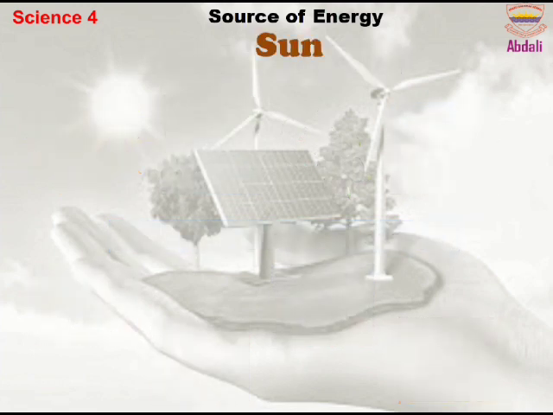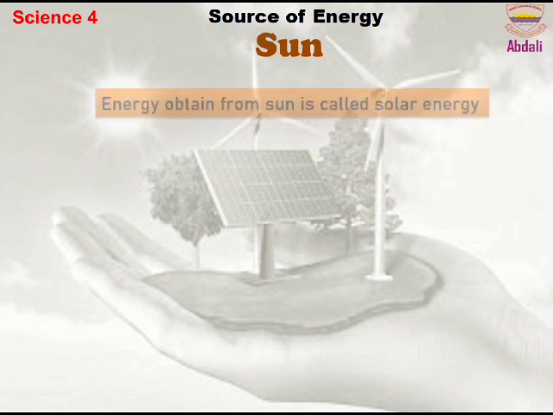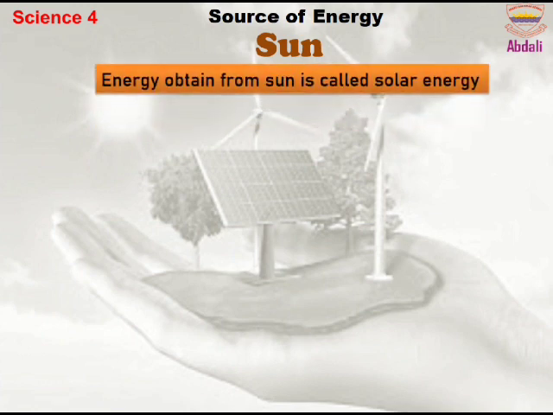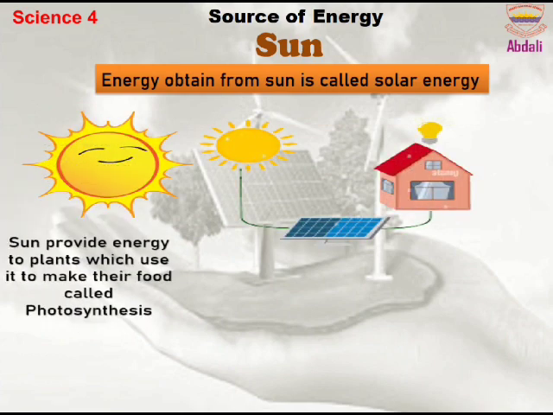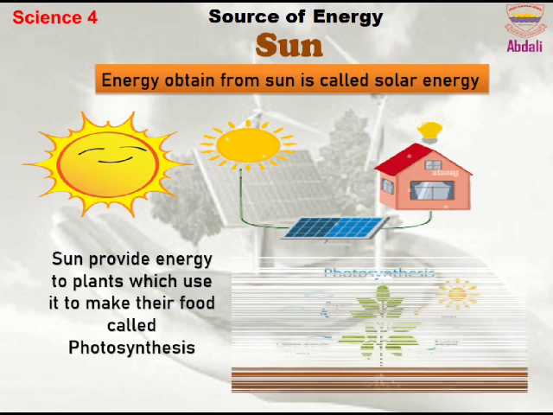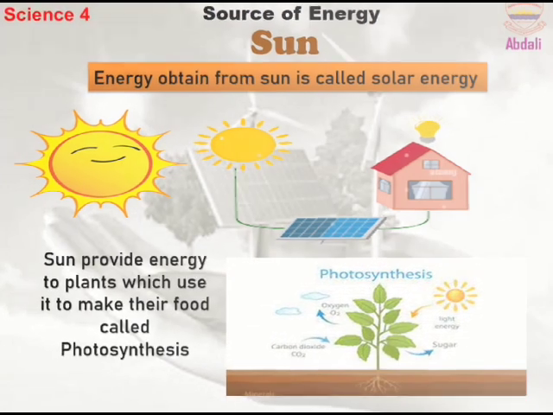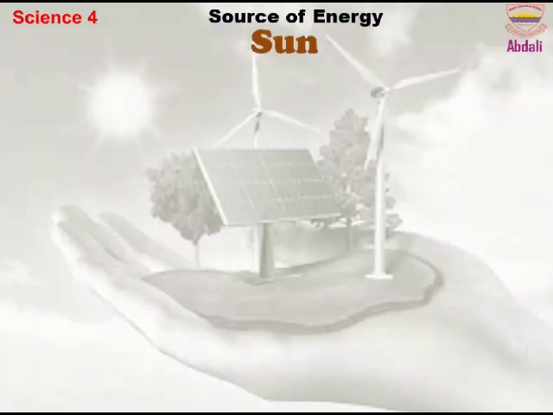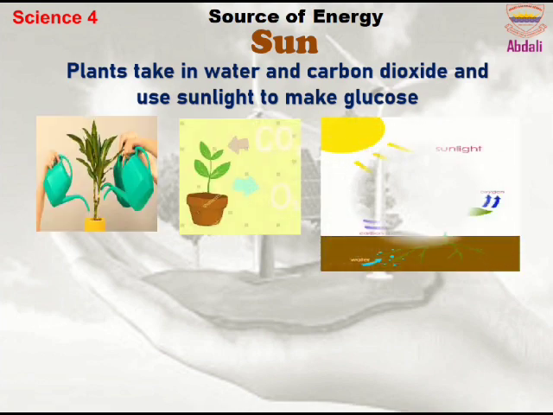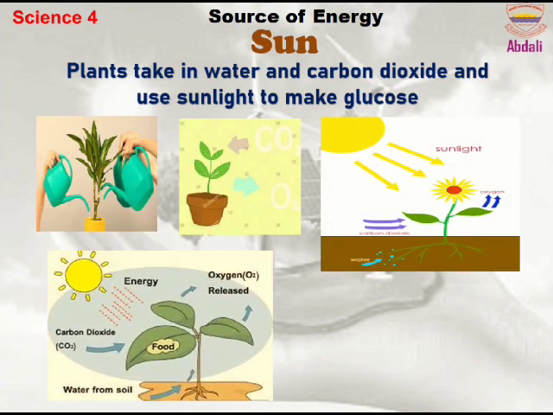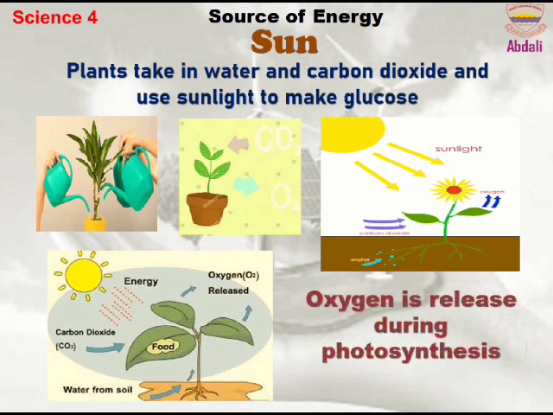The most important and main source of energy is the sun. Energy obtained from the sun is called solar energy. The sun provides energy to plants, which use it to make their food, called photosynthesis. Plants take in water and carbon dioxide and use sunlight to make glucose. Oxygen gas is released during photosynthesis.